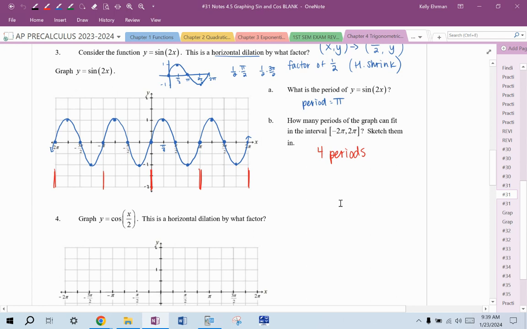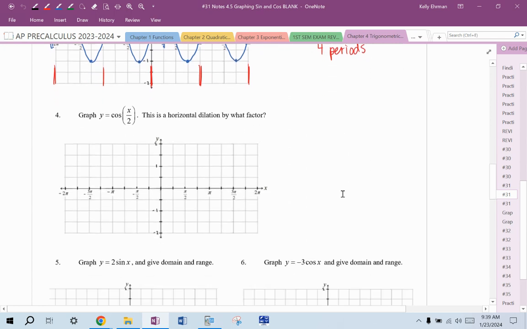All right, so second part of this video, I just ran out of time before. And now we're graphing y equals the cosine of x divided by 2. So again, this is a horizontal dilation because the x is being multiplied by a constant. By what factor? So every x, y on the original cosine x graph will get transformed by x divided by 1/2.